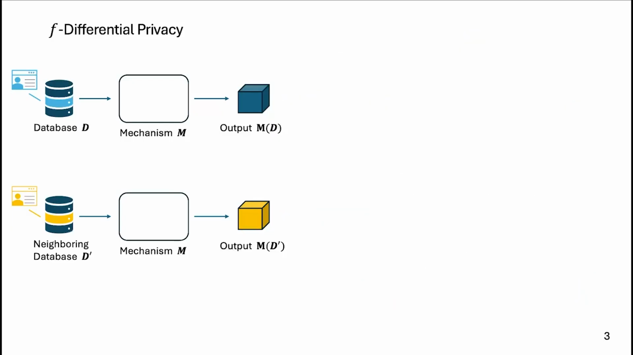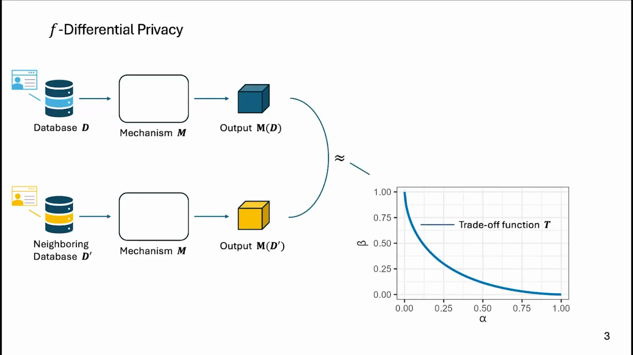So with the optimal test in hand, we can then compute the smallest possible combination of errors for any level alpha, and we can actually plot this collection of type 1 and type 2 errors and obtain a trade-off curve T. And this trade-off curve has some very useful information with regard to the indistinguishability of these outputs M of D and M of D dash.